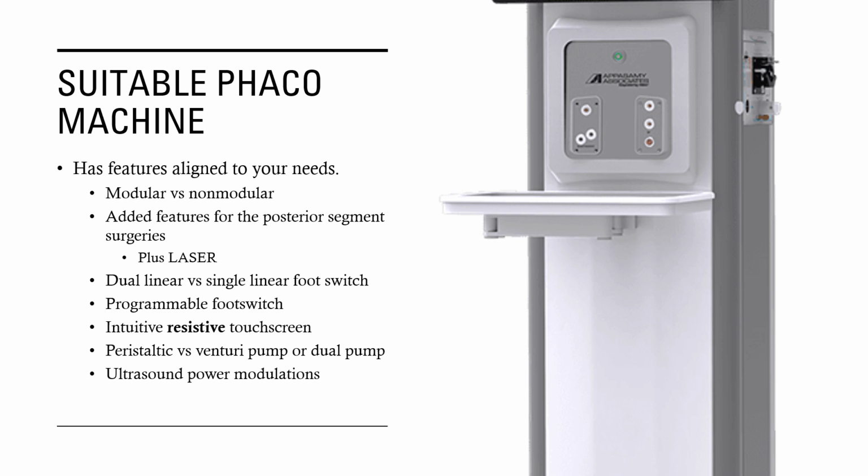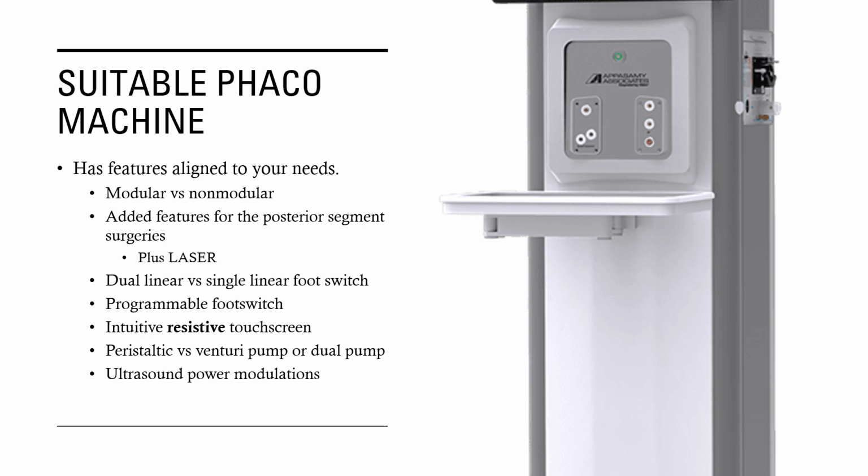So, what I mean when I say that this should be a suitable phaco machine is that one should be aware of the features which you get in a phaco machine, which are available as options in various other models. So, it can be modular versus non-modular. Modular means that it has added features which you can upgrade later on without selling or reselling the machine, and you can simply add one more module.